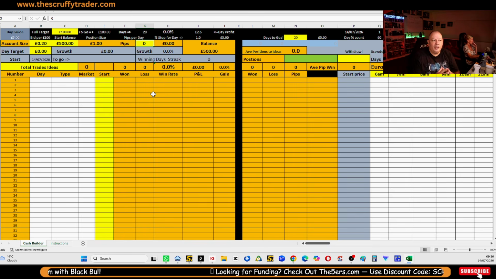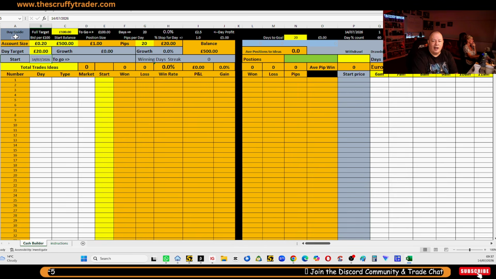Drop in what you want for pip count per day. Now that could be 10 pips, 20 pips, 100 pips, doesn't matter, but 20 pips is reasonable. And it'll tell you what the target is. So what you've got, £500 balance, 20 pips is 20 quid. You can drop your 20 quid target there. Okay. So you kind of set up to a degree.